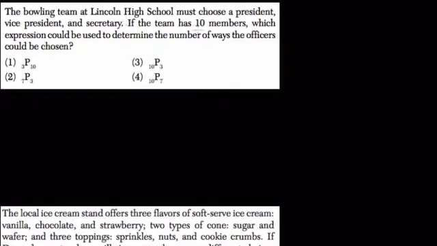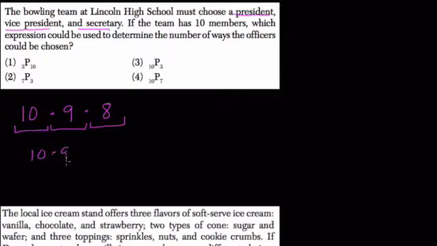The bowling team must choose a president, vice president, and secretary. So you have 3 people to choose. If the team has 10 members, which expression could be used to determine the number of ways the officers could be chosen? Well, think about it. There's these 3 slots that are vacant, and there's 10 people to pick. One of the 10 people can go in the first spot, but then once one of those people is taken, there are only 9 left, and then only 8 left. So you can just multiply these 3. So it's 10 times 9 times 8. So it's 90 times 8. There are 720 ways to do this.